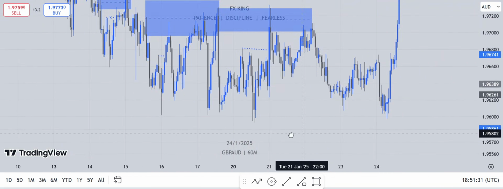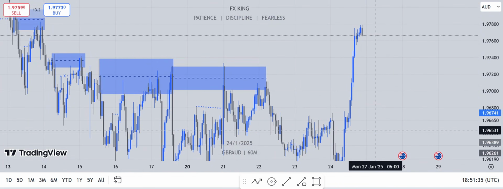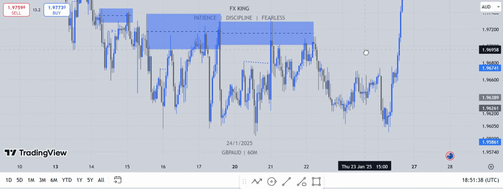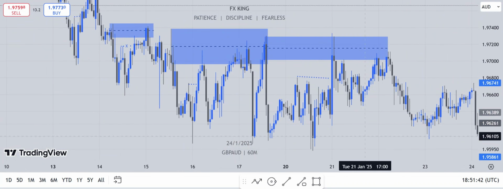There are many of these instances. After the market hit our take profit, it has now started gradually reversing to the upside. So there are many of these instances. You can see it everywhere if you study well.